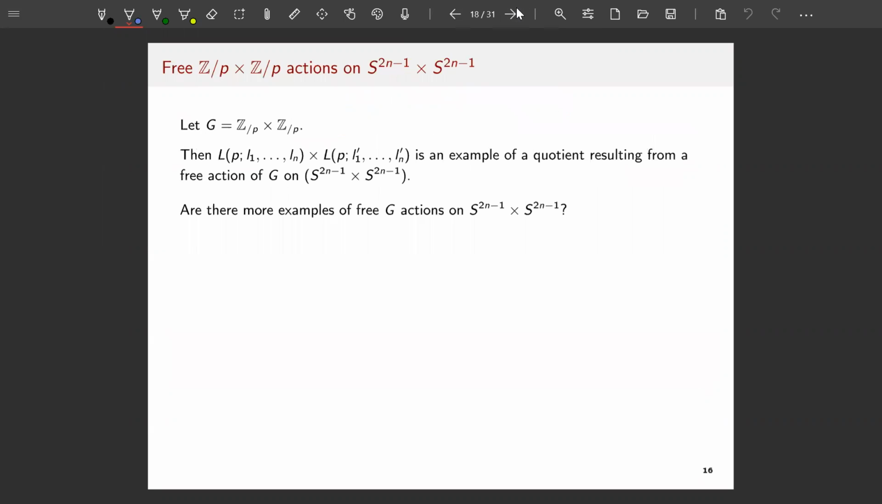What about a slightly more interesting action? So Z_P cross Z_P actions on S^(2n-1) cross S^(2n-1). You could just have the first Z mod P act on the first sphere and the second Z mod P act on the second sphere. And so we get things like products of lens spaces are examples of these types of actions. But are there more free G actions? Are there other possibilities? Does it just have to be a lens space cross a lens space? And no, it doesn't have to be.